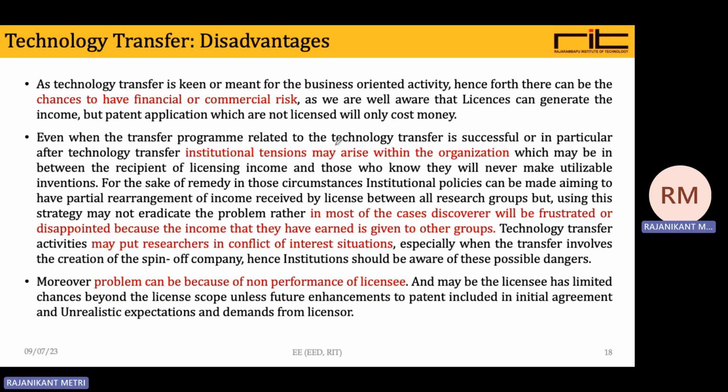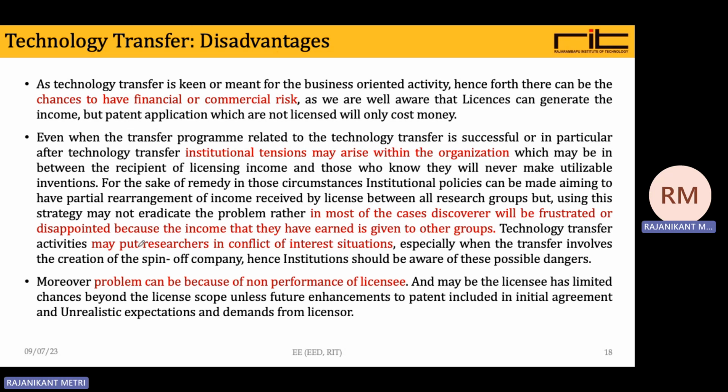Even after technology transfer is successful, institutional tensions may arise within the organizations. So this is another point which may be considered, that is institutional tensions may arise within the organizations, which may be between recipients of licensing income and those who know they will never make utilizable inventions. And in most of the cases, the discoverer will be frustrated or disappointed because the income that they have earned is given to other groups. So this is one problem.